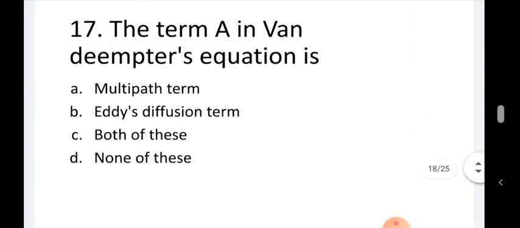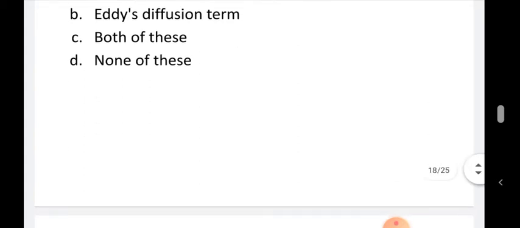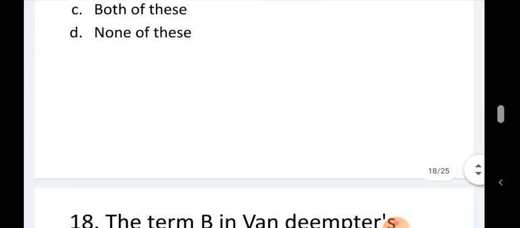The term A in Van Deemter's equation is the multipath term, the eddy diffusion term, both of these, or none of these. It is both of these. The A term is actually the multipath term. It is also called the eddy diffusion term. So the answer is C, both of them.